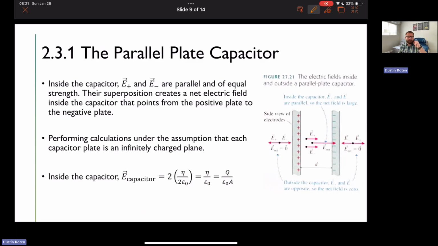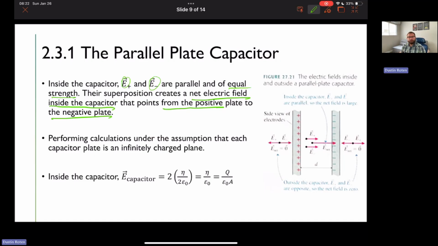All right, so in a capacitor, obviously we have two plates, even though we did the math for one. We have this positive one and we have this negative one. They're parallel and of equal strength. That's important. So now we can talk about the superposition. Their superposition of their fields will create a net electric field inside the capacitor. And this is going to point from the positive plate to the negative plate. That makes sense. Positive E fields point outward, negative E fields point inward.